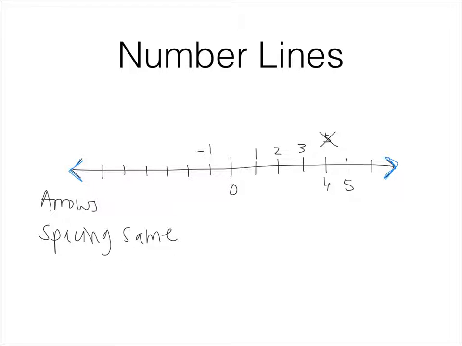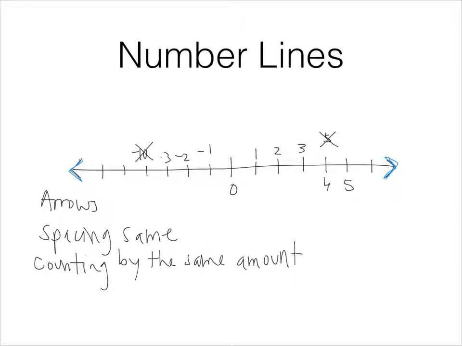Same thing, -1, -2, -3. I shouldn't have -10 here, because that would be skipping too many. I'm counting by the same. Okay, so the next thing should be counting by the same amount, meaning if I skip 1, I should continue to skip 1. If I skip 2 and count by 2s, I should continue to skip by counting by 2s.